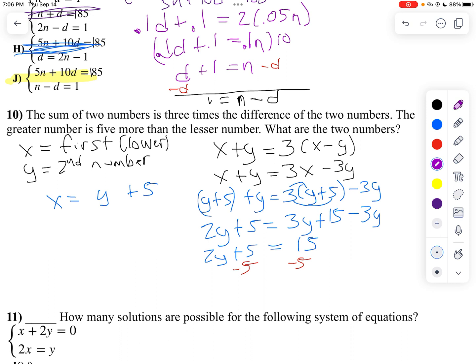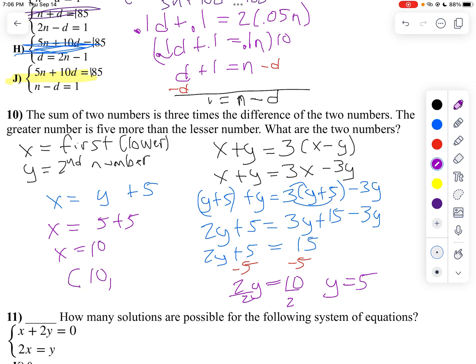2x equals 10. So we'll divide by 2. And kind of ran out of room here. x equals 5. Now, let's find y. Well, y equals x plus 5, but 5 plus 5 is 10. So y equals 10. So my solution is 10 and 5. My first number is 10. My second number is 5.